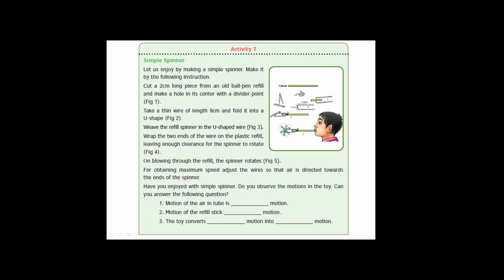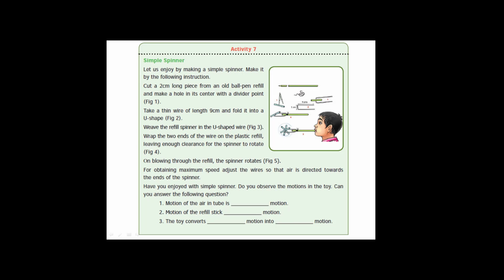Activity 7. Try it in your home. Enjoy by making a simple spinner. Make it by the following instructions. Cut a 2 centimeter long piece from an old ball pen refill and make a hole in its center with a divider point. Take a thin wire of length 9 centimeter and fold it into a U shape. Weave the refill spinner in the U-shaped wire. Wrap the two ends of the wire on the plastic refill, leaving enough clearance for the spinner to rotate. On blowing through the refill, the spinner rotates. For obtaining maximum speed, adjust the wires so that air is directed towards the ends of the spinner.